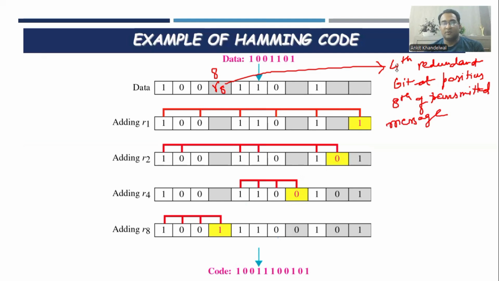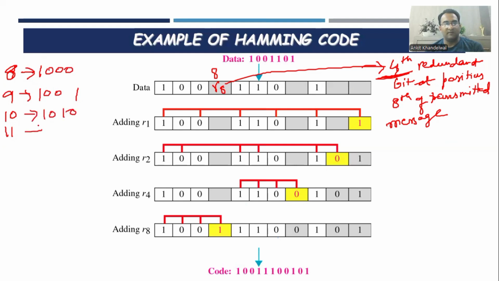As this is the fourth redundant bit, we are going to check every binary number which is having 1 at position number 4, and those binary numbers are 8, 9, 10 and 11, because the binary code of 8 is 1000, 9 is 1001, 10 is having 1010, and 11 is having 1011. So all these are having binary value of 1 at position number 4 there.